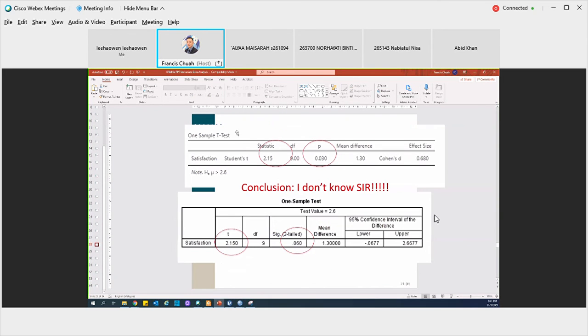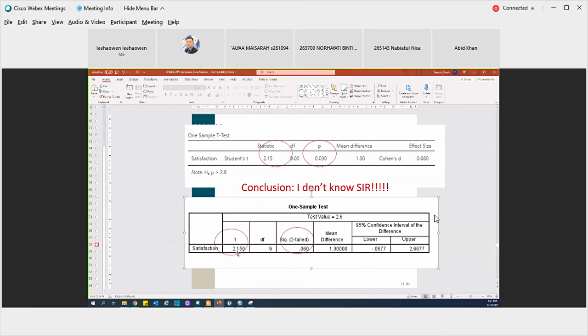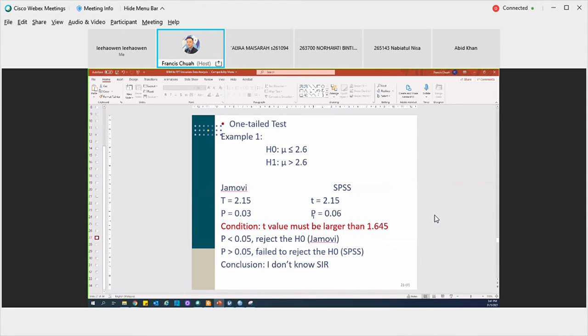Now, this is a screenshot from Jamovi: 2.15, 0.03. This is from SPSS. Same value, but the p-value is 0.06. So we go back here. Jamovi gives you 0.03. SPSS gives you 0.06. And the condition that you know is that if p is less than 0.05, you reject the null hypothesis, according to Jamovi. But in SPSS, p is larger than 0.05, so you fail to reject the null hypothesis.